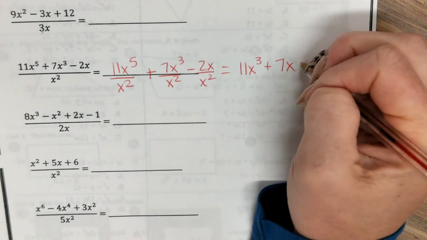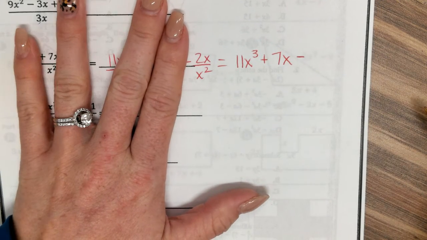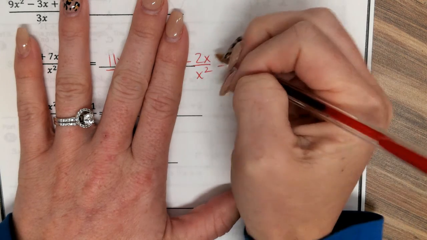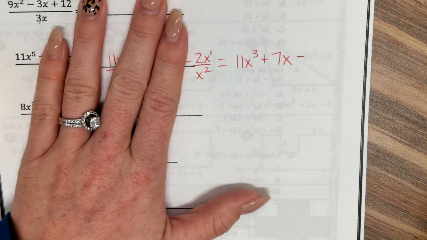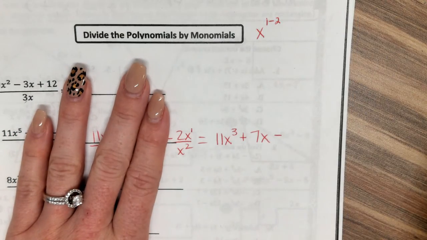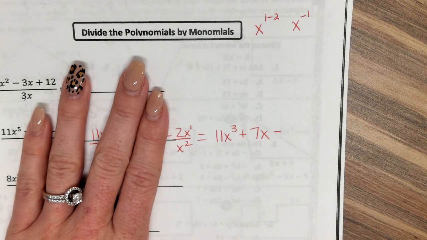Okay, I'm going to keep my minus sign. 2 divided by 1 is? So it stays on. Okay, now we got to look. I have x to the first power minus 2. So I have x to the 1 minus 2. Negative 1. X to the 1 minus 2 is x to the negative 1. So you have to move it to the bottom.